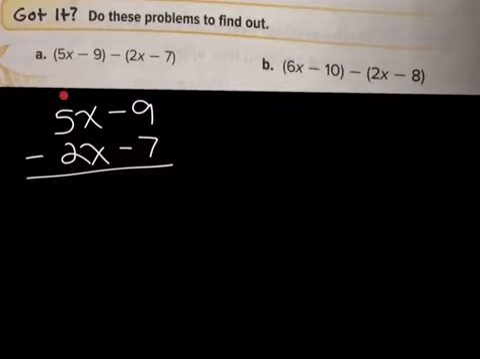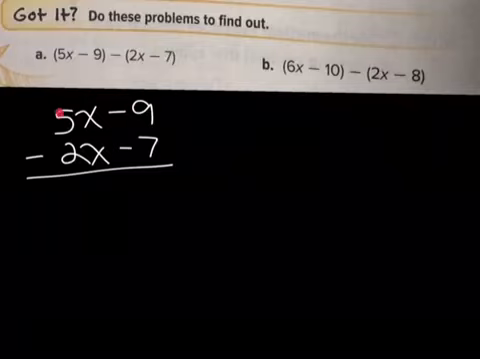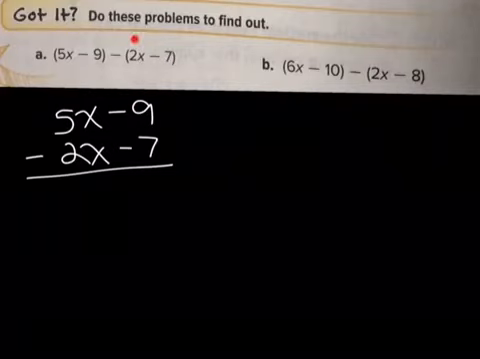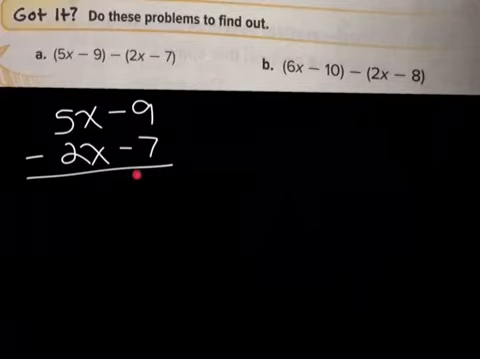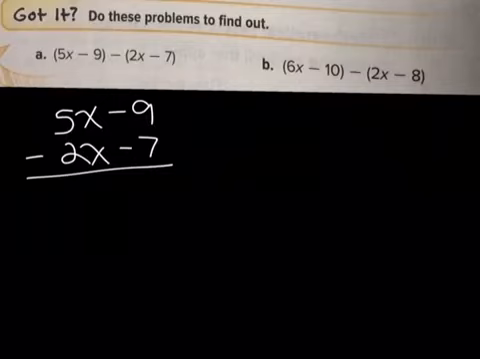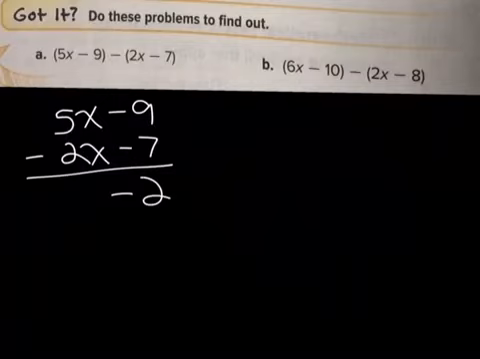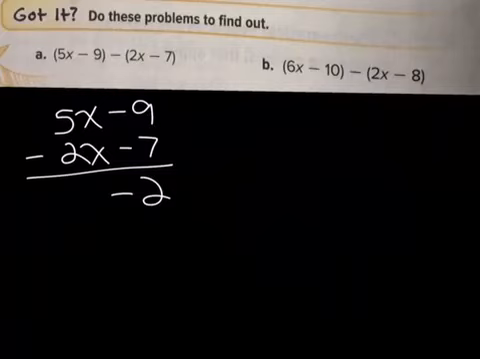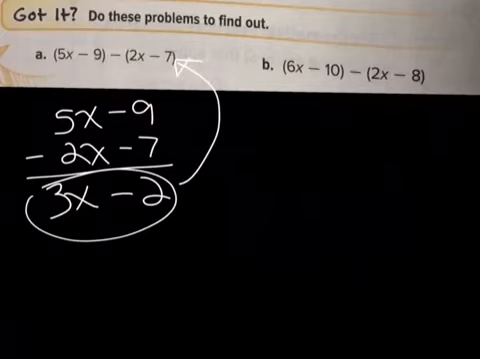Pause now. I've gone ahead and set them up vertically so that I can subtract away. So I have negative 9 minus 7. It's like adding 7. So it's like saying negative 9 plus 7, minus 7 is going to be negative 2. Right? That's the difference between those two. And then 5 minus 2x is going to be 3x. Okay, 3x minus 2 is this sentence simplified.